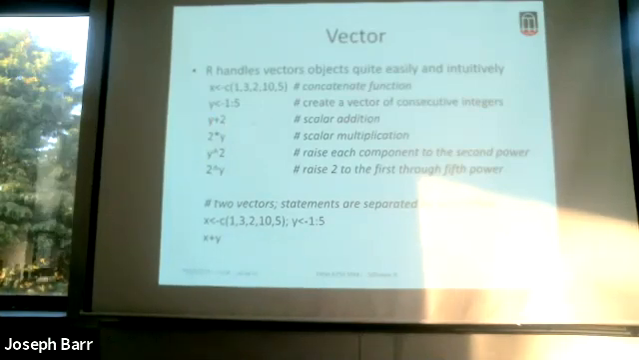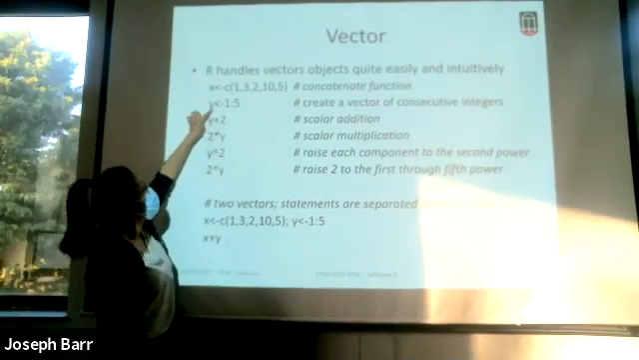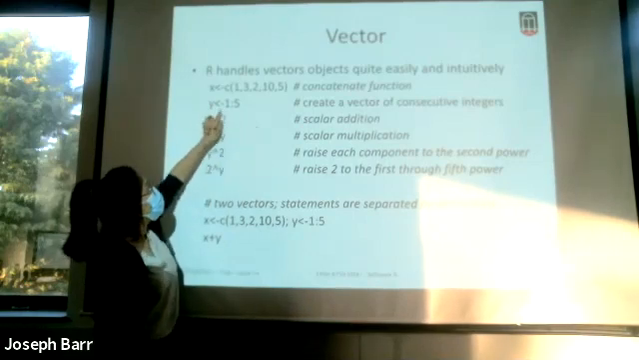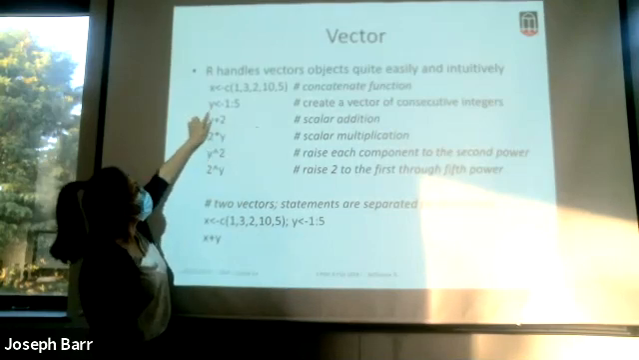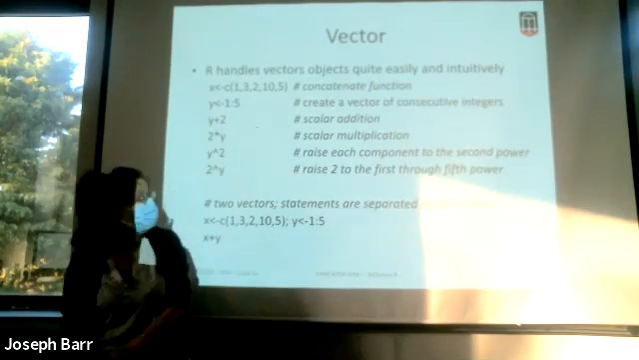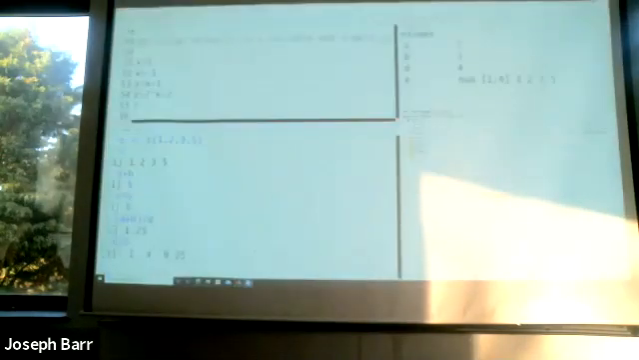For example, 1 to 5. In this case, 5 numbers from 1 to 5 will be given. So this creates a vector of consecutive integers from 1 to 5. The smallest number is 1, and the largest one is 5, increased by 1 each time. Okay, and y equals 1, 2, 3, 4, 5.